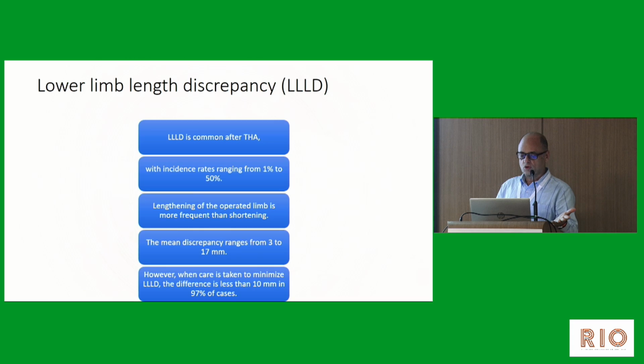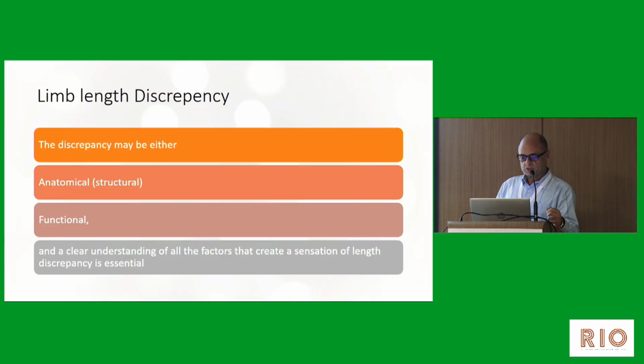So LLD is common after THA. It's very common. Even in fact, yesterday one of my patients said that one leg is short, and every time he comes to my OPD, he is showing me that he is limping. Although the incidence ranges from 1% to 50%, lengthening of the operated limb is more frequent than shortening, and mean discrepancy ranges from 3 to 17 millimeters. But generally around 10 millimeters is the dividing line beyond which you need to worry.